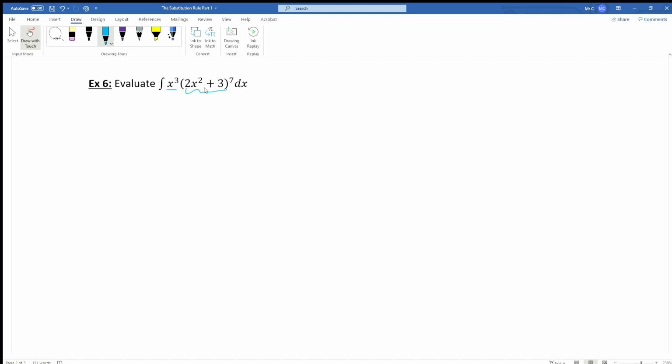So the substitution rule allows us to bypass that, and instead of having to do all that written work of multiplying all of that out, we can instead do something sort of clever. So we're going to let u be equal to 2x squared plus 3. And then that'll give us du equals 4x dx.